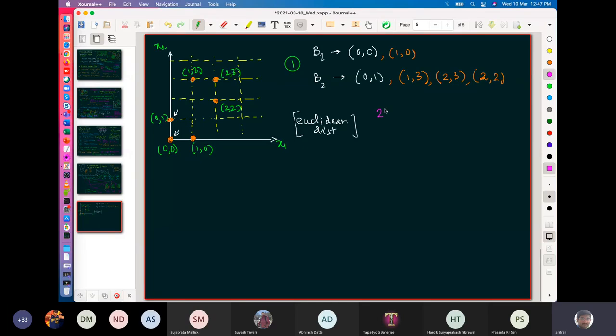Step 2, compute the mean. What is the mean of B1 and what is the mean of B2? Just the average. What is the mean of this? Anyone? 5 by 3? By 3? And 4. 4 points now. All the points you have.